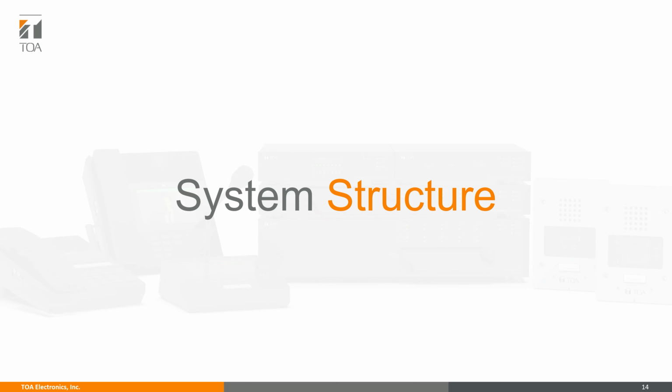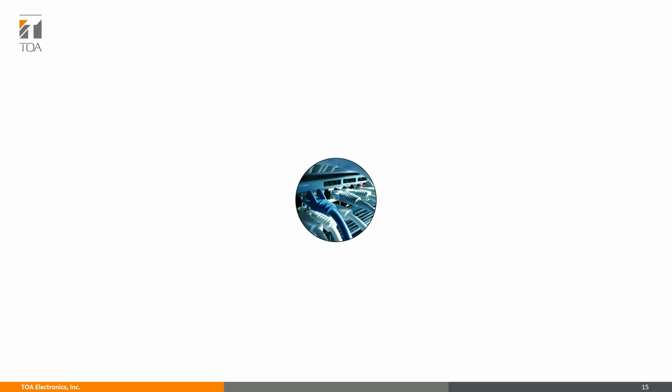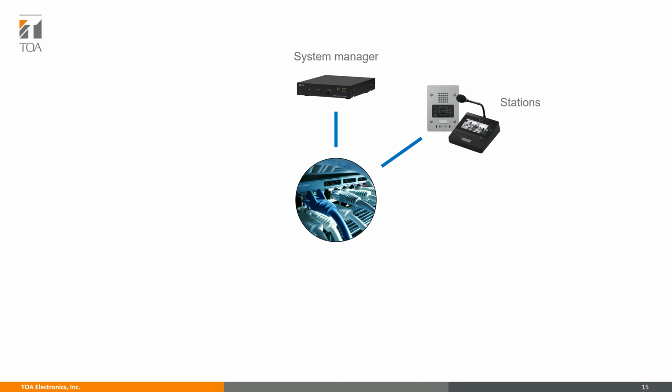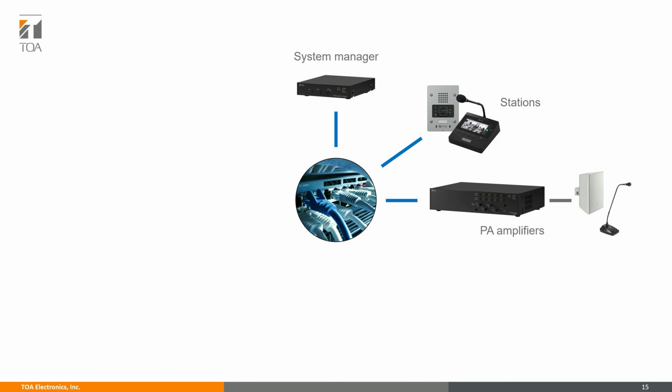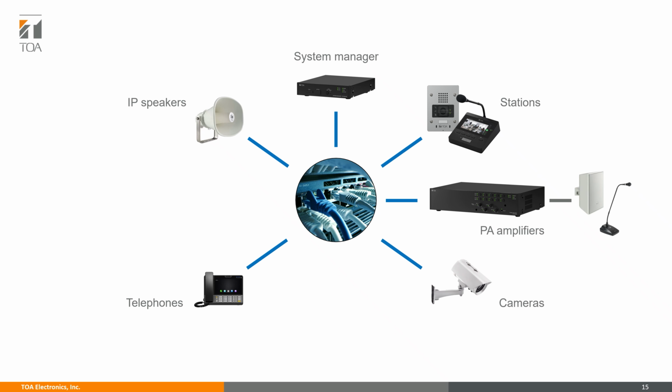Now, let's take a look at the system's structure. At the center of everything is our IP network. We have our CX System Manager. We have our peripherals like wall stations, desktop stations, digital remote microphones, and amplifiers which are connected via the network. The amplifiers then connect to analog devices like speakers and analog microphones. Then we have IP speakers which are also connected via the network, just like telephones and cameras.